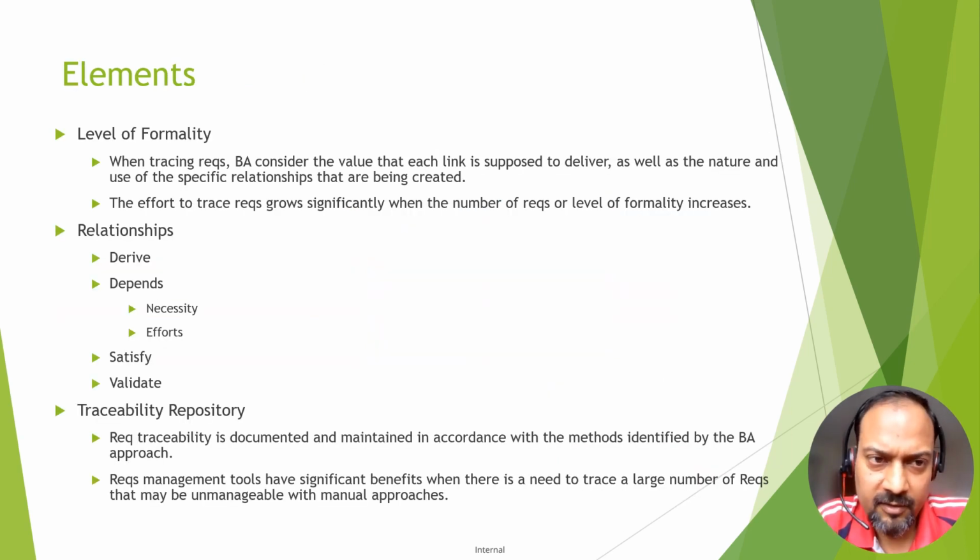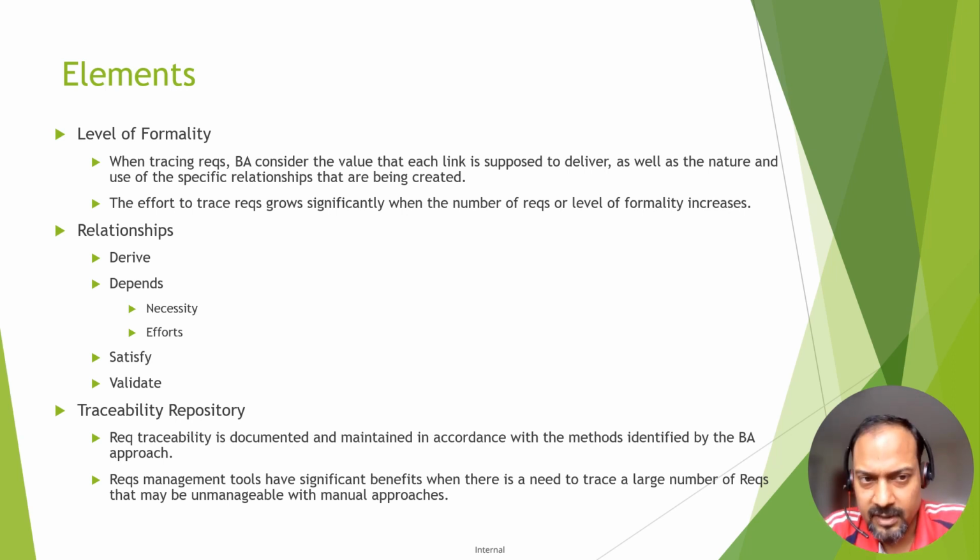So level of formality. So let's talk about the elements. The first one is level of formality. When tracing requirements, the BA considers the value that each link is supposed to deliver, as well as the nature and use of the specific relationships that are being created. Value that each link is. So what is a link? A link is basically the relationship between the requirements. So the BA considers the value: what value each relationship between the requirements is providing or delivering.